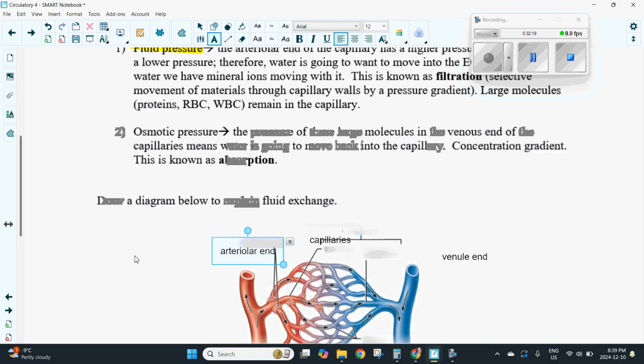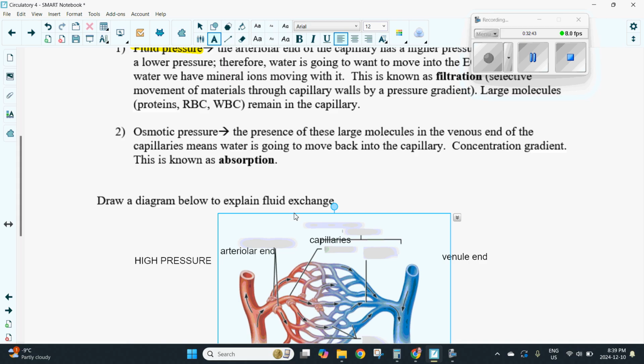So when we're talking about fluid pressure, we're talking about the arteriolar end down here, and this side is high pressure. What happens is you have a very high pressure here on the arteriolar end. When the blood starts dividing between all of these little blood vessels, the pressure starts dropping. So I'm going to put down lower pressure right in the middle here. Okay, so pressure's dropped.